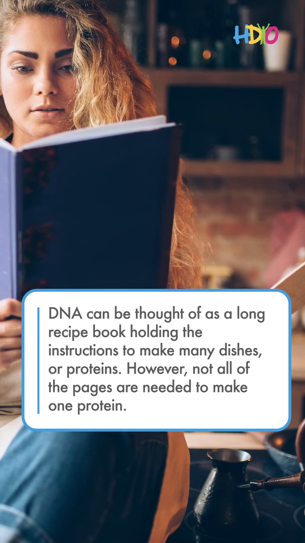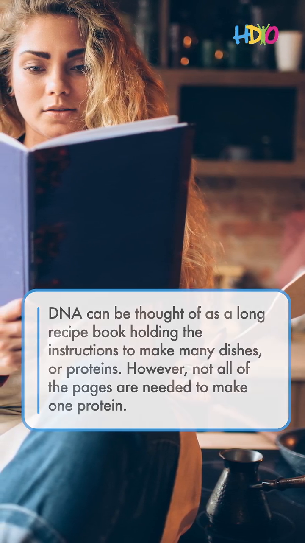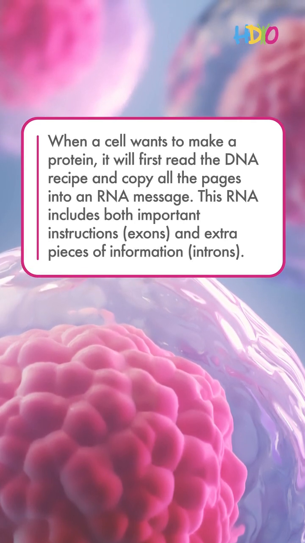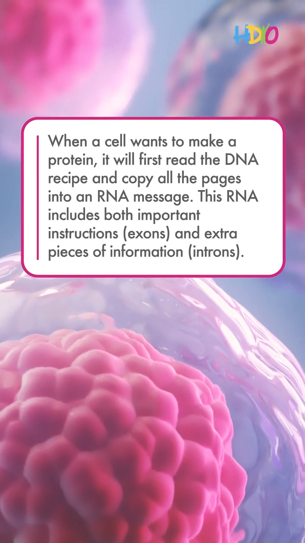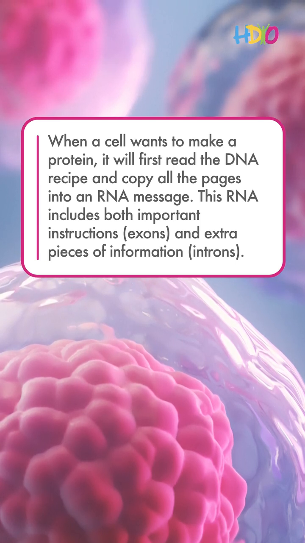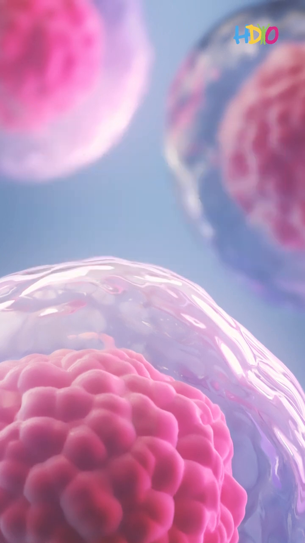dishes, or proteins. However, not all of the pages are needed to make one protein. When a cell wants to make a protein, it will first read the DNA recipe and copy all the pages into an RNA message. This RNA includes both important instructions and extra pieces of information.